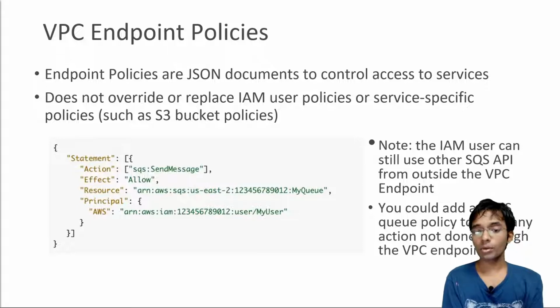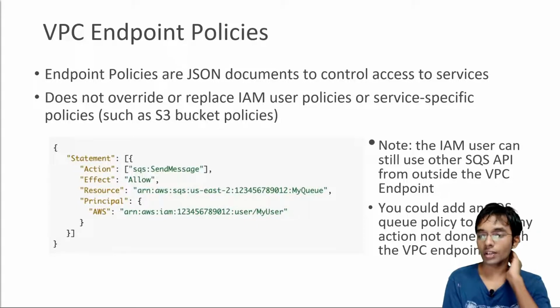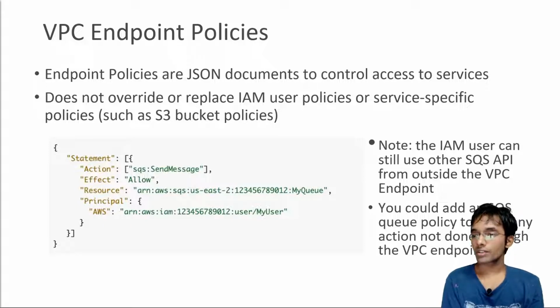So in this example, what do we have? Well, we have a policy that allows us to do SQS send message to a specific queue using a specific principal, which represents a user through IAM. This is applied to a VPC endpoint. That means that only that user can access this queue through that VPC endpoint, and it has to be an SQS send message action. So this does not override or replace IAM user policies or service specific policies.